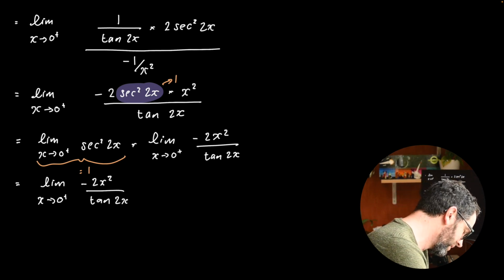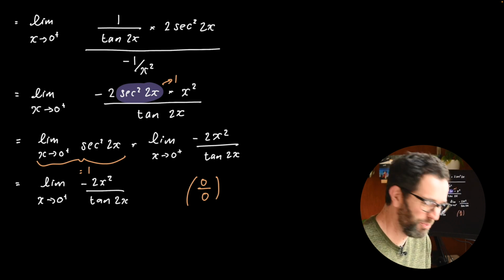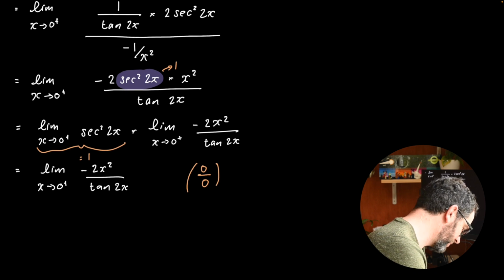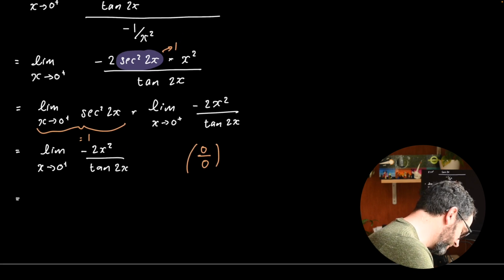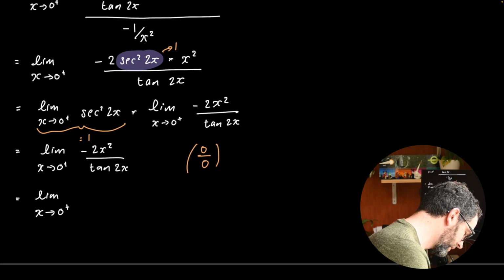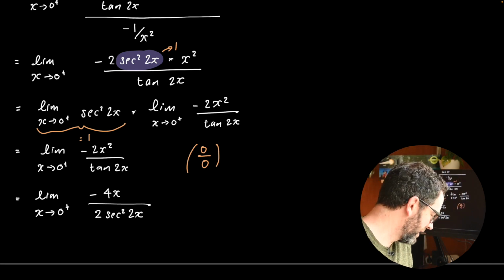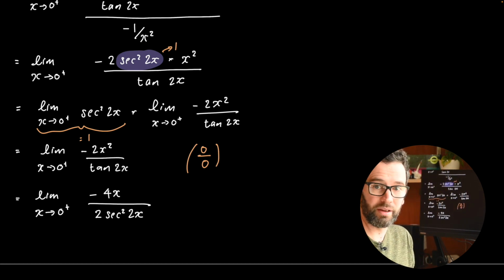And again, this is a 0 divided by 0 situation, so we're going to have to apply L'Hopital's rule one more time. Well, maybe one more time, maybe even more than once, but we'll just keep on going. So again, I'm going to differentiate the top and the bottom. The top is going to go to negative 4x, and the bottom is going to go to 2 sec squared 2x. Okay, now I finally have things that behave differently.